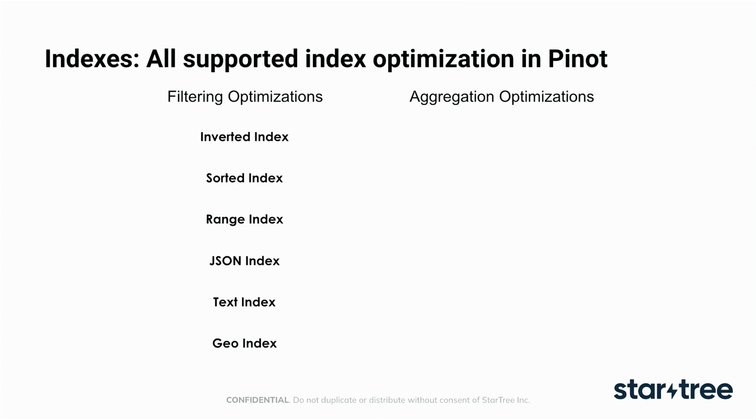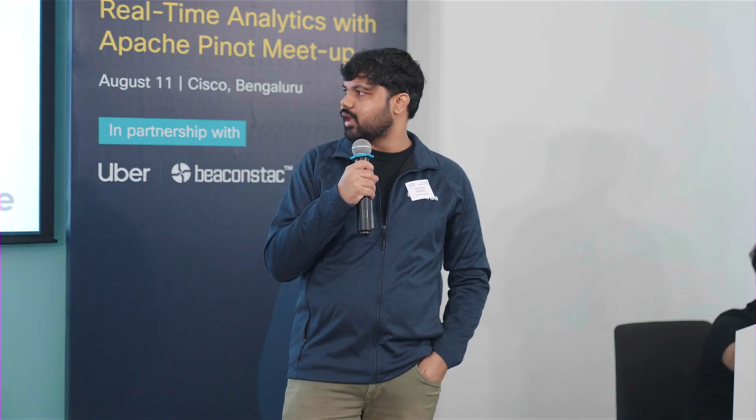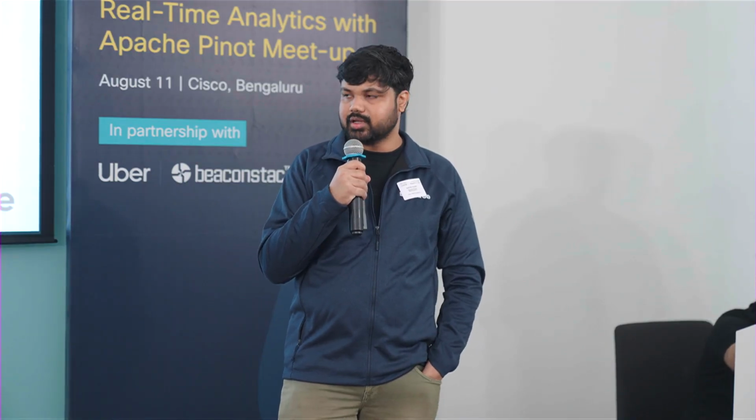The geo index is basically for use cases like Uber, where you have to track which cab is at which location. So you need some way to quickly get the count of cabs at a location, which can be identified by some polygon of coordinates. We support, I think, H3, which is Uber's implementation.